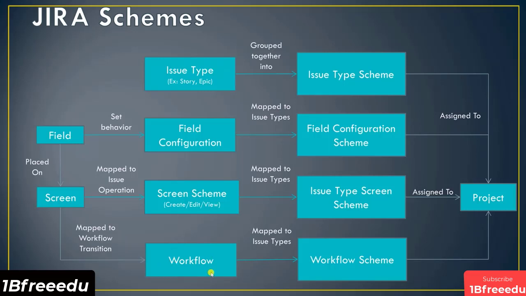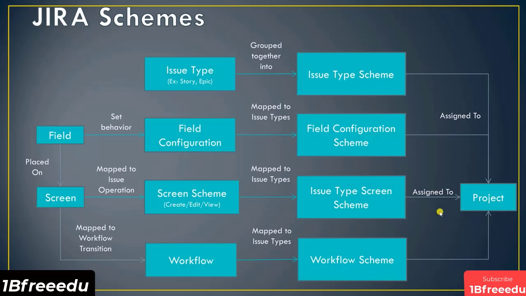We've already seen this in previous examples, and it basically defines the series of statuses that an issue can have and transitions that it can go through between these statuses. You can create different workflows and map them to issue types, so different issue types can have different workflows. And this mapping is done in a workflow scheme, which, as usual, will get assigned to a project.